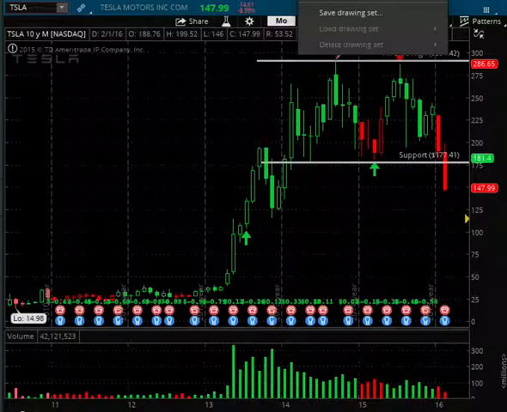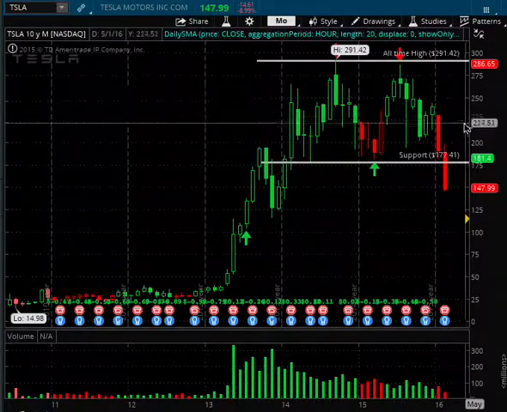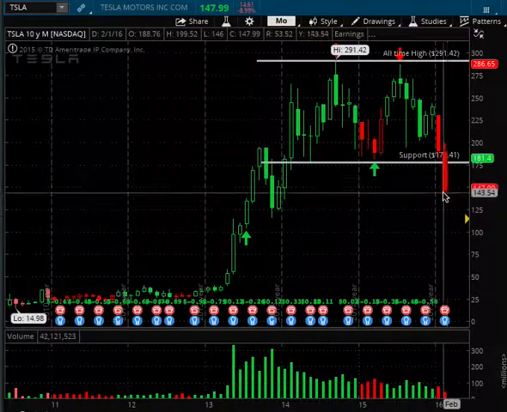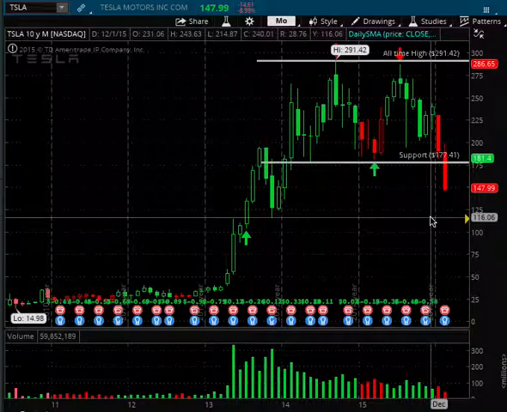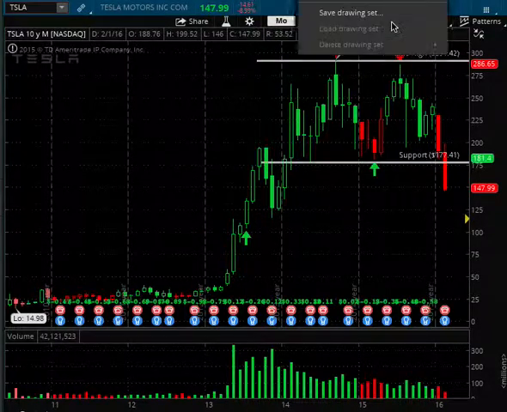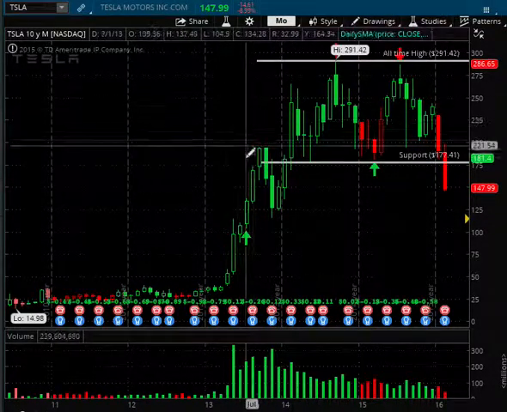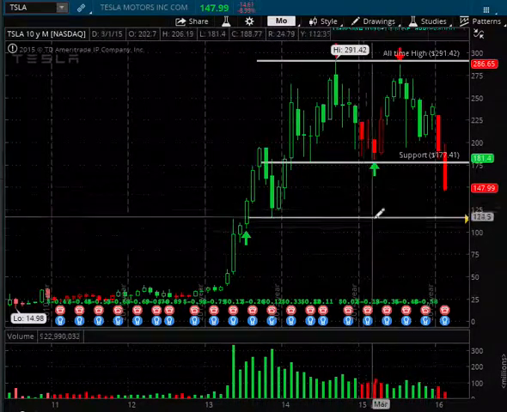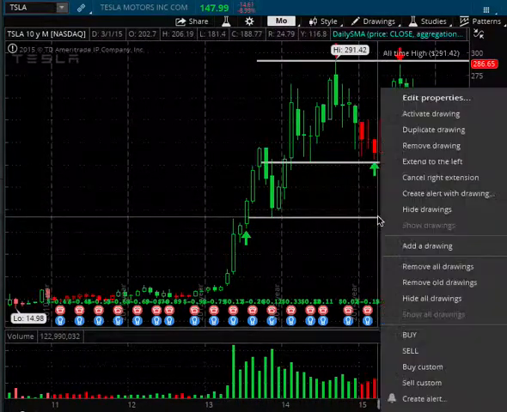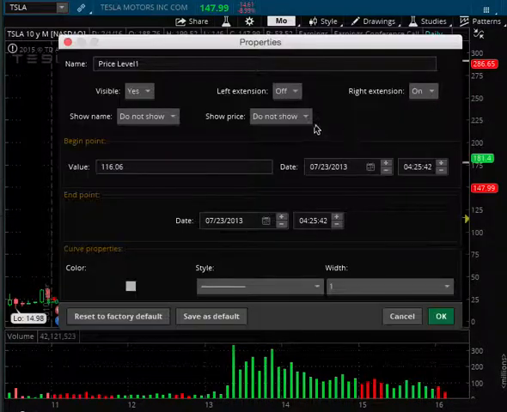Now, Tesla is coming out with their earnings this week. So the only big support level I see is down here at $116 a share. So if you're thinking about buying Tesla, the $116 level looks like an excellent place to buy Tesla.